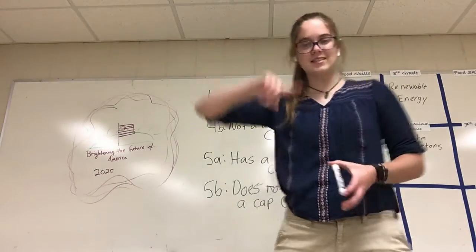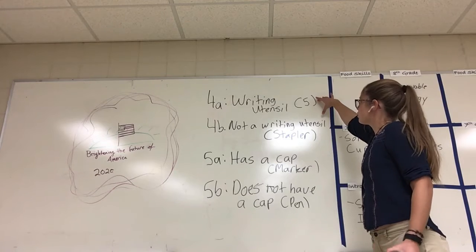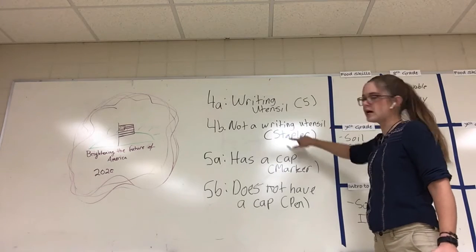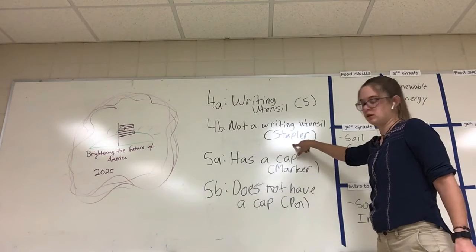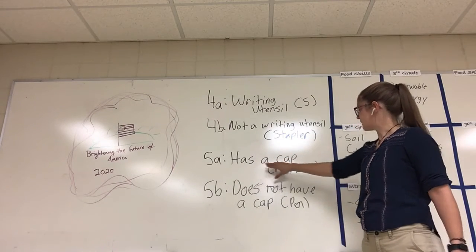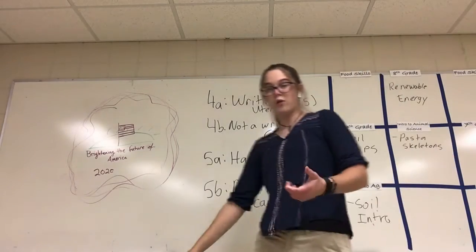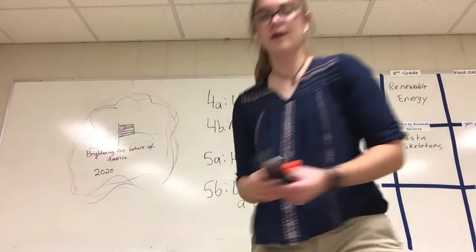If it is not sticky, we're going to proceed to 4. And if it's a writing utensil, we'll go to 5. But if it's not a writing utensil, it's a stapler. Then we've got 5A and 5B. If it has a cap, it's a marker. If it does not have a cap, it's a pen. So let's backtrack and see how these work again.